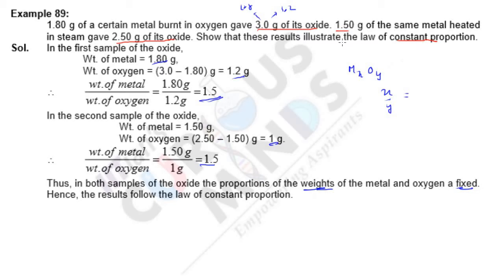So this proportion, whenever they ask the law of constant proportion, it is always by weights. So it is always better if you take the ratio of weights. So hence the result follows the law of constant proportion.